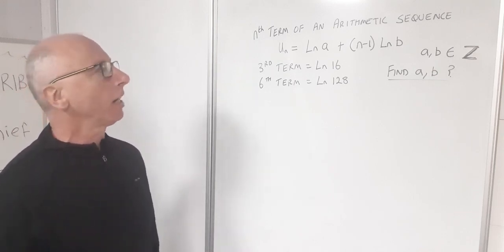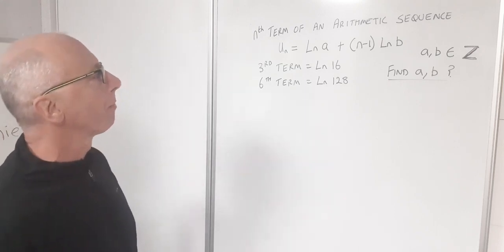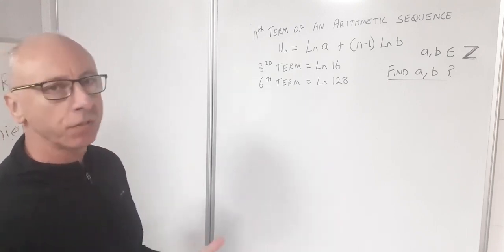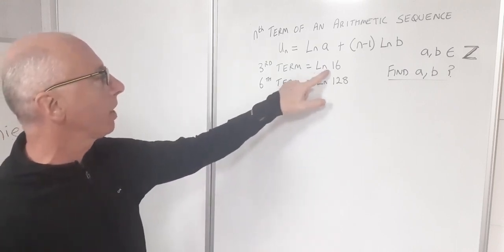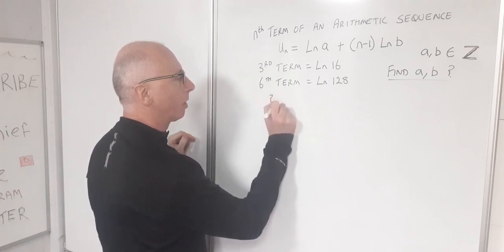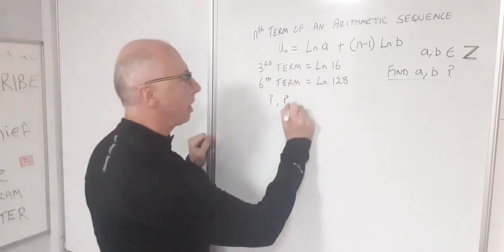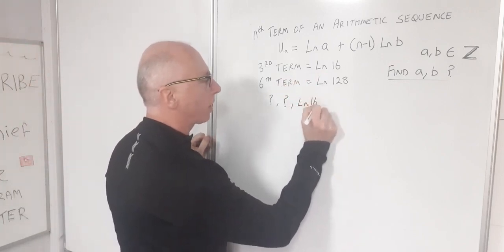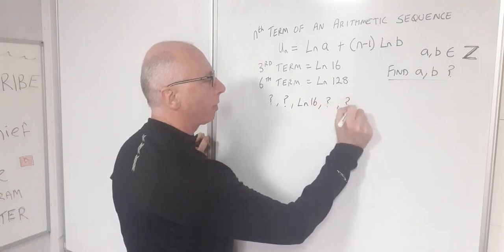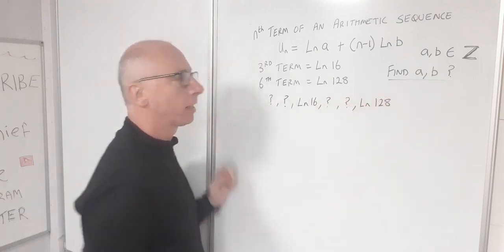So this is quite a challenging arithmetic sequence question, as arithmetic sequence questions go. Well, we can see that we've got here ln of 16. So we've got the first term, which we don't know. Second term, we don't know. Third term is natural log of 16. Fourth term, we don't know. Fifth term, we don't know. And the sixth term is natural log of 128.